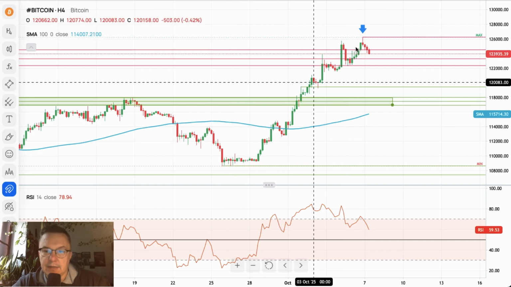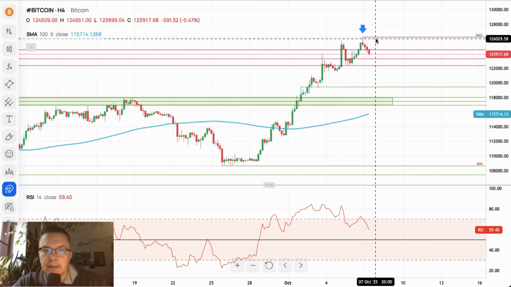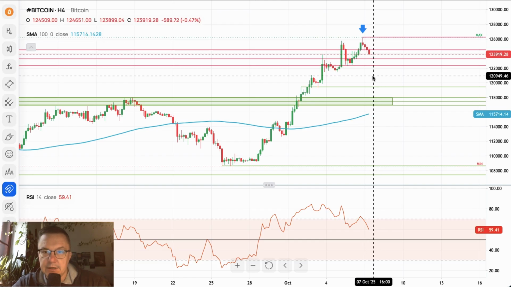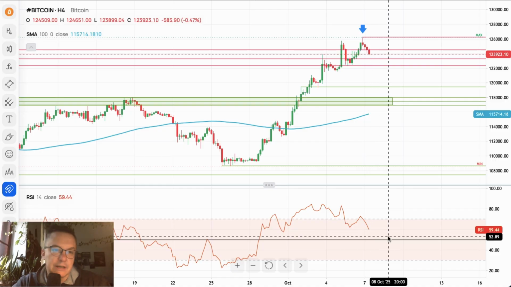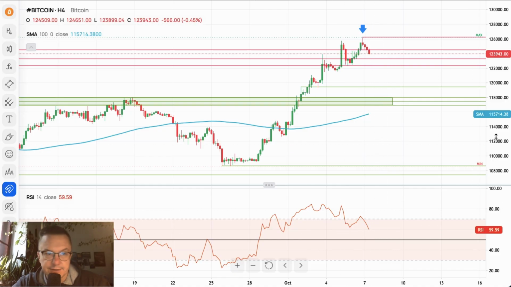The uptrend has not been cancelled, not in the short term, not in the mid term, not in the long term. However, some kind of a pullback is needed here from the all-time high for the momentum to recharge and come off the extremely overbought conditions.